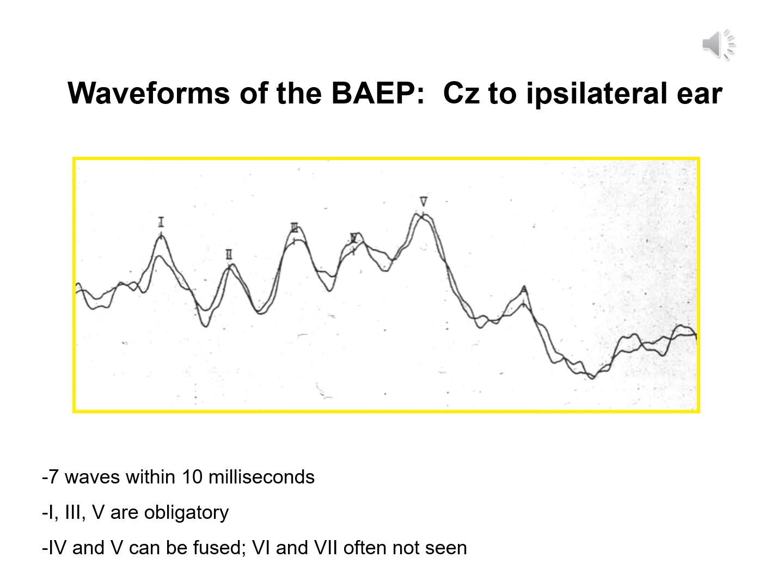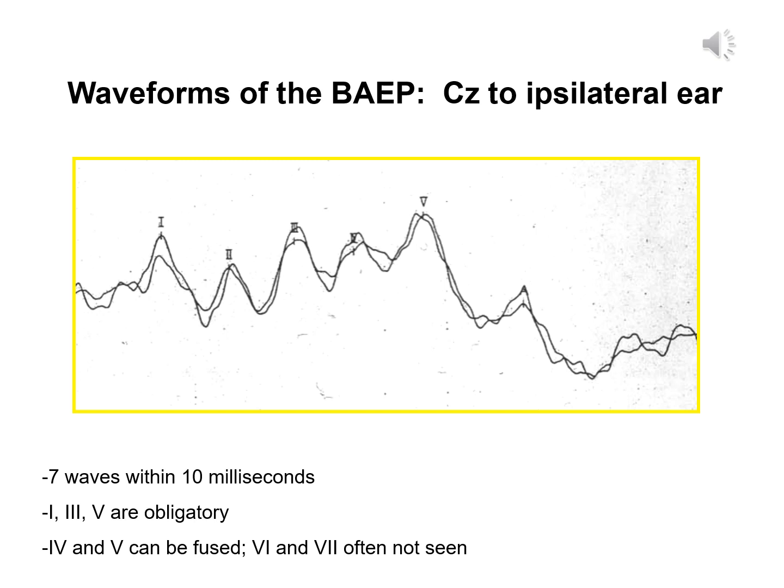The standard recording montage where the BAEP is seen is CZ to ipsilateral ear. And so with this montage, we typically will see 5 to 7 waveforms. The waveforms are labeled with Roman numerals 1, 2, 3, 4, 5, 6, 7. And these 7 waveforms will occur within 10 milliseconds of stimulation. Now, waves 1, 3, and 5 are considered obligatory. That means we must see them for a normal response.